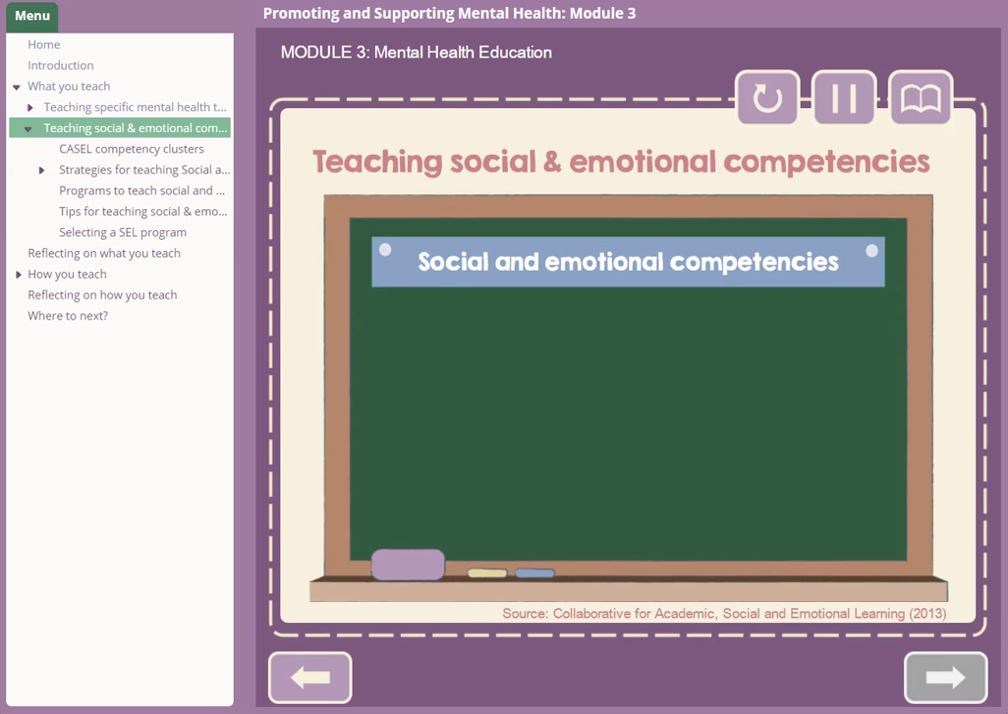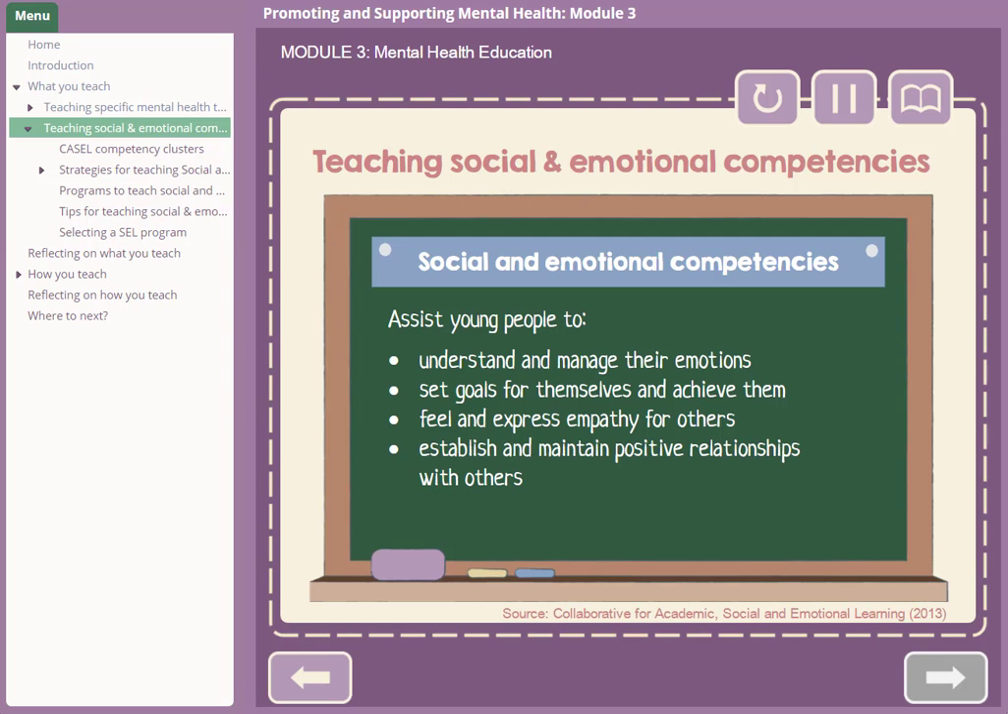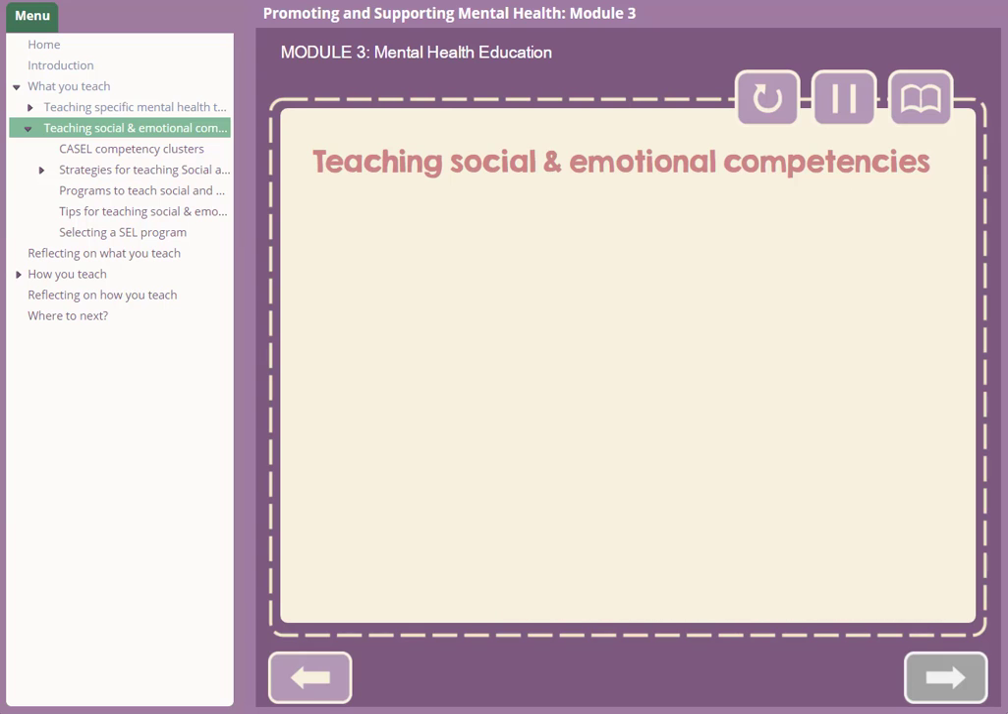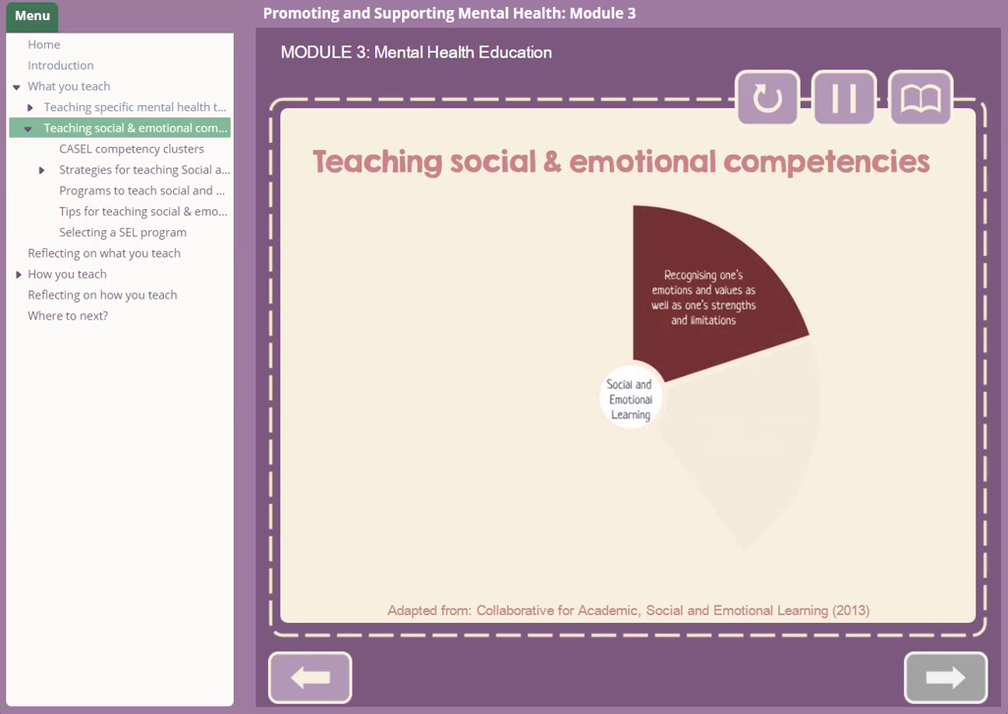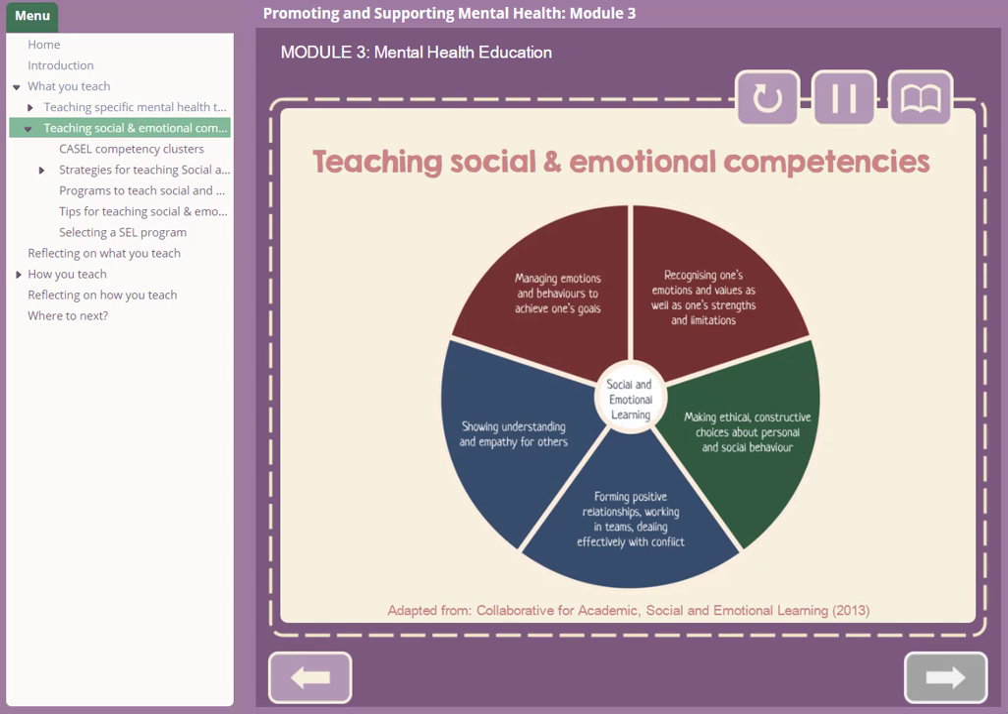Social and emotional competencies are skills that assist young people to understand and manage their emotions, set goals for themselves and achieve them, feel and express empathy for others, establish and maintain positive relationships with others, and make responsible decisions. The Collaborative for Academic, Social and Emotional Learning, or CASEL, has identified 5 competency clusters.